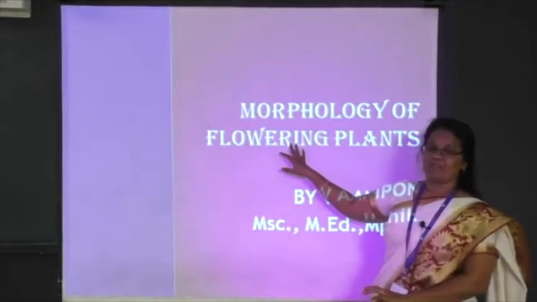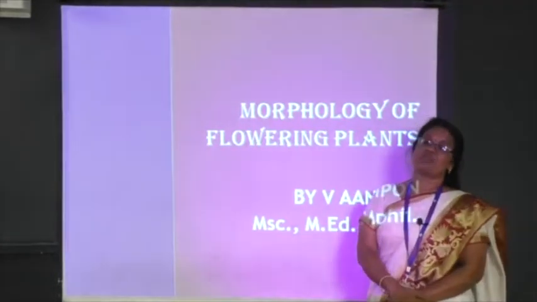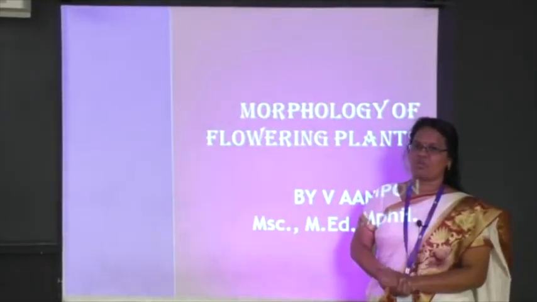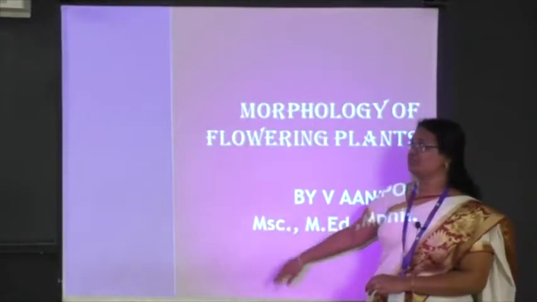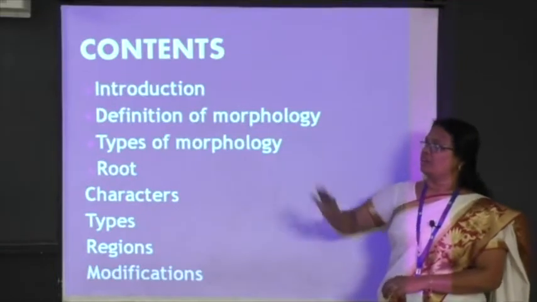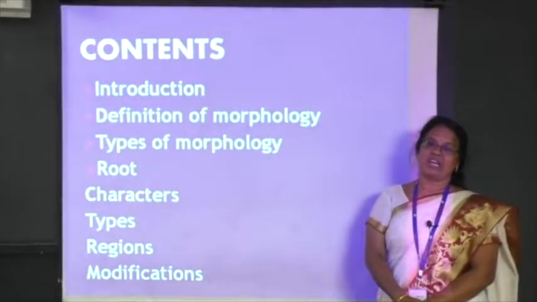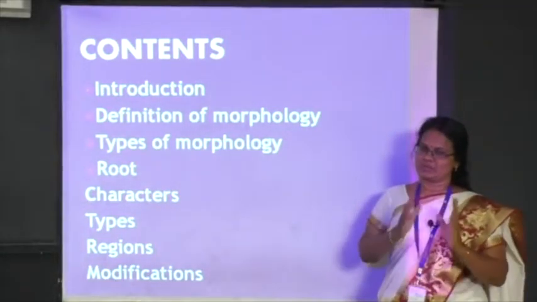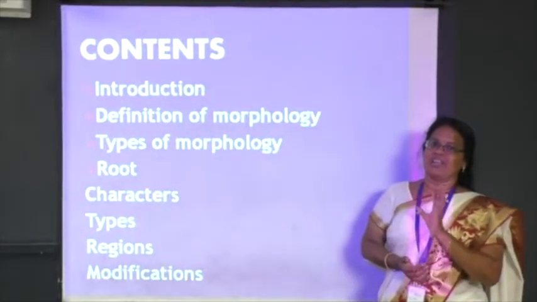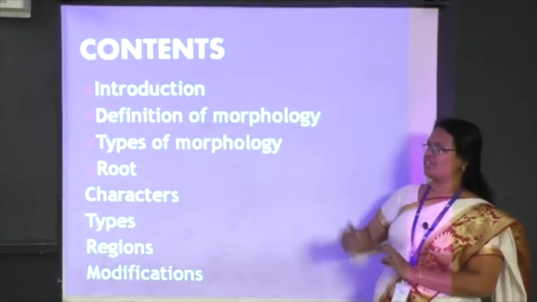This morphology of flowering plants is one of the top units in NEET. Today we are going to discuss what morphology is, what its definition is, and what the types of morphology are. Morphology is the study of the external structure of a plant. It is further classified into two types, vegetative morphology and reproductive morphology. The word is a combination of two Greek words, morphos meaning external and logos meaning to study. To study the external structure of a plant is called morphology.